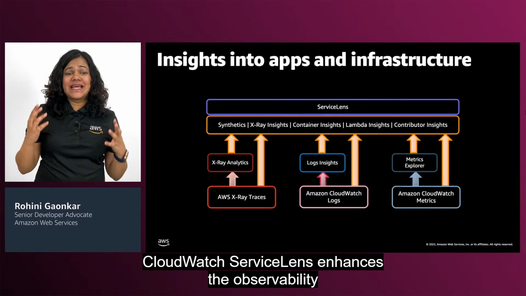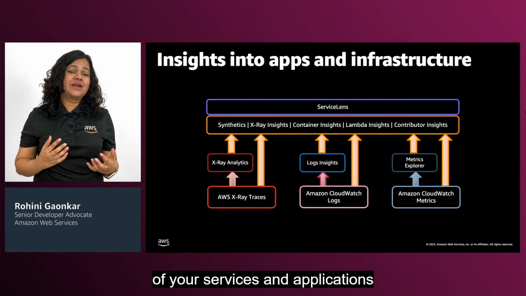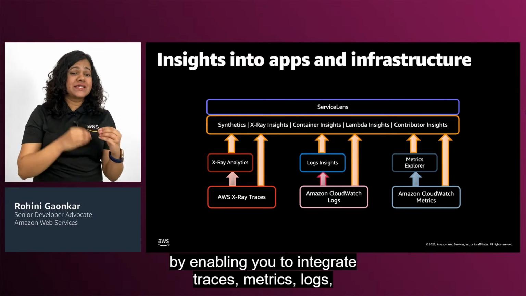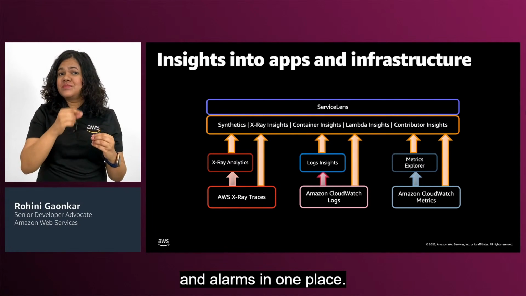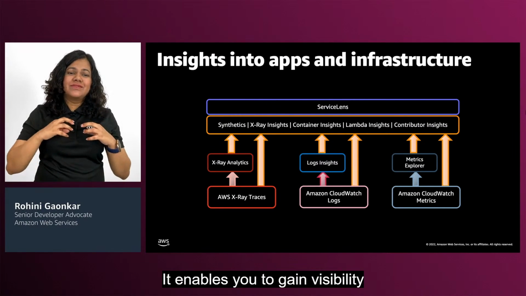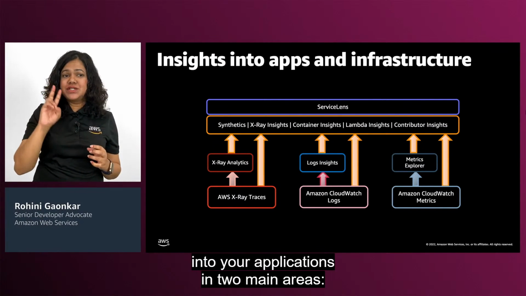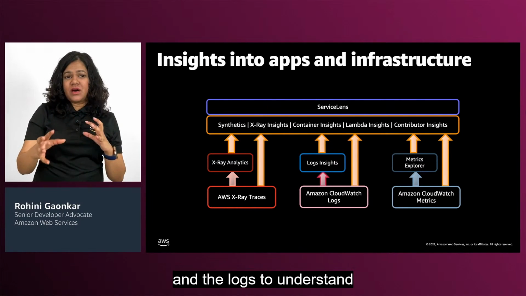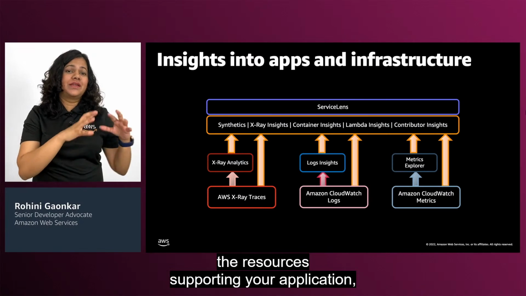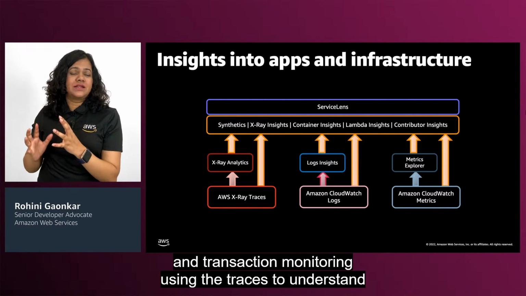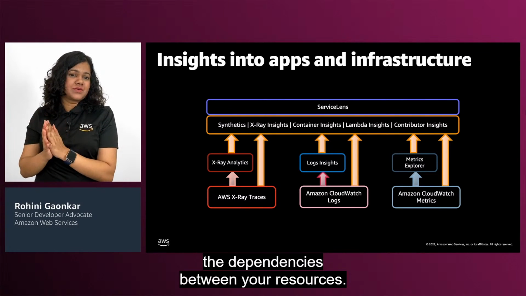CloudWatch Service Lens enhances the observability of your services and applications by enabling you to integrate traces, metrics, logs, and alarms in one place. It enables you to gain visibility into your applications in two main areas: infrastructure monitoring, using the metrics and the logs to understand the resources supporting your application, and transaction monitoring, using the traces to understand the dependencies between your resources.